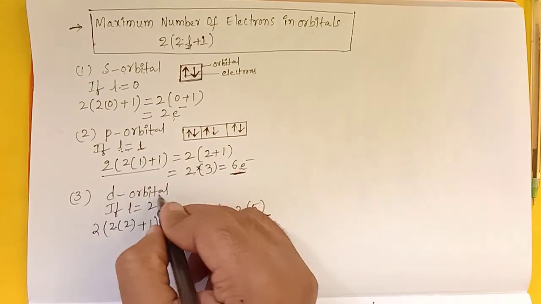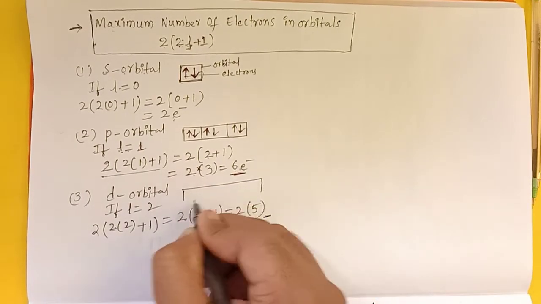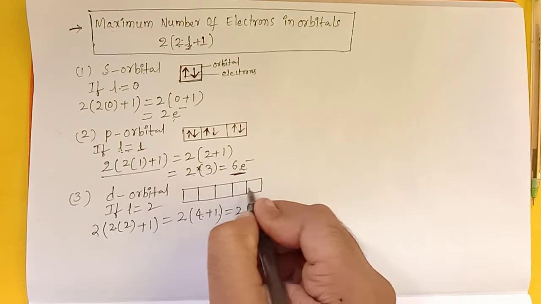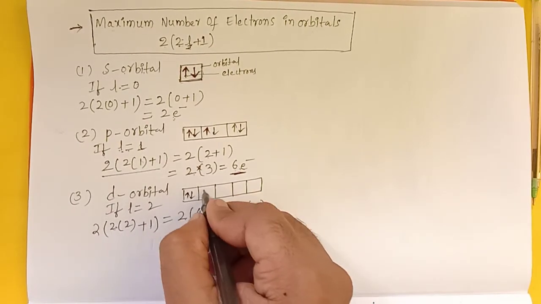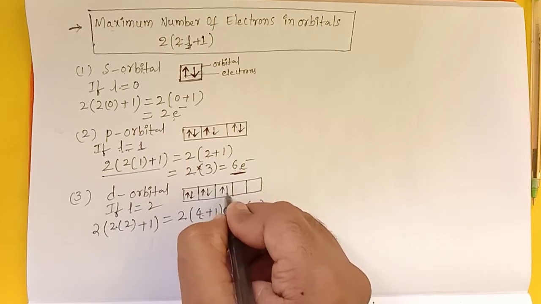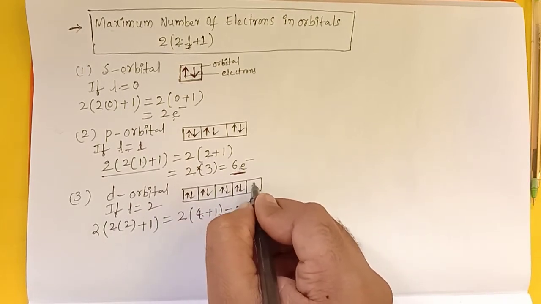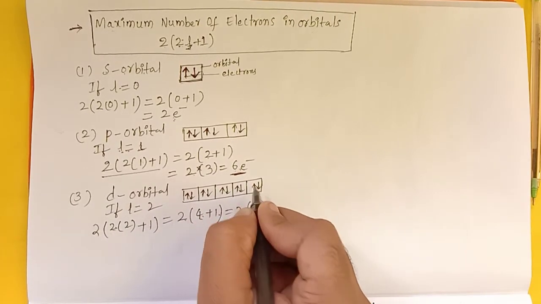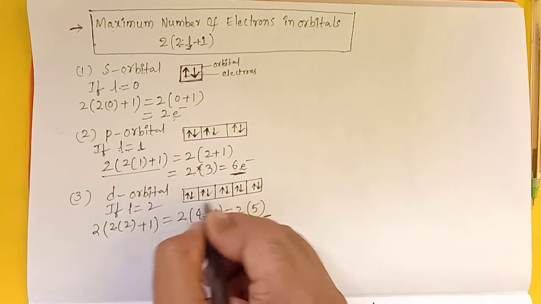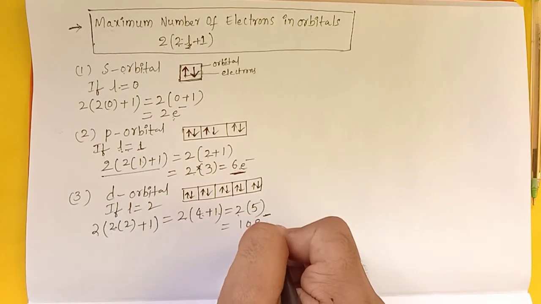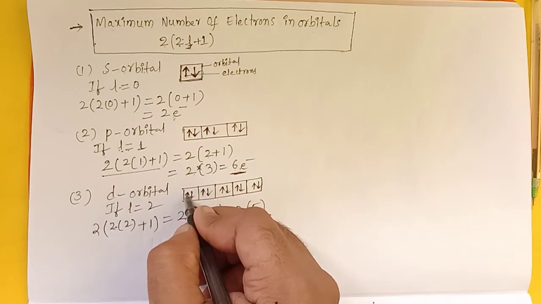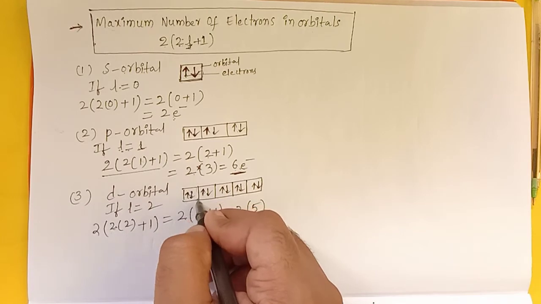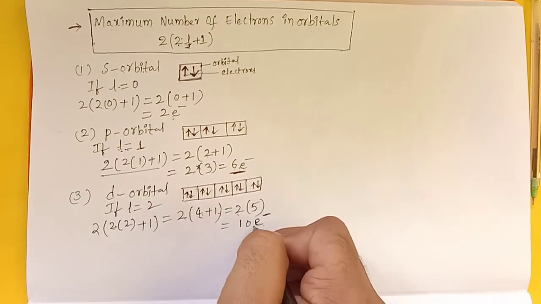So 10 electrons. For the D orbital, how many boxes do we have to take? 5 boxes: 1, 2, 3, 4, 5. Each orbital contains 2 electrons. So 1, 2, 3, 4, 5, 6, 7, 8, 9, 10. How many electrons are present in the D orbital? 10 electrons. And how many orbitals are there? 1, 2, 3, 4, 5. Each orbital contains how many electrons? 2 electrons. 2 5s are 10 electrons.